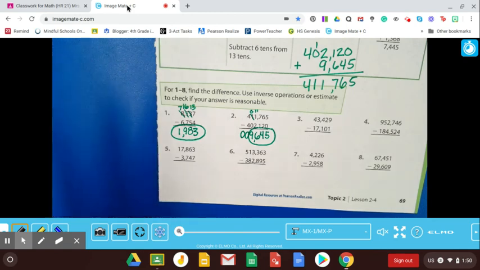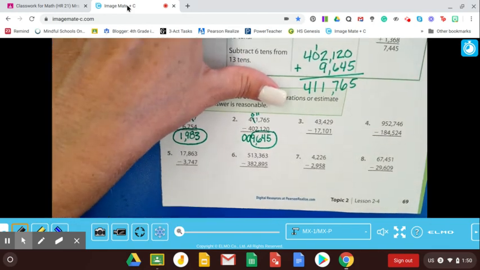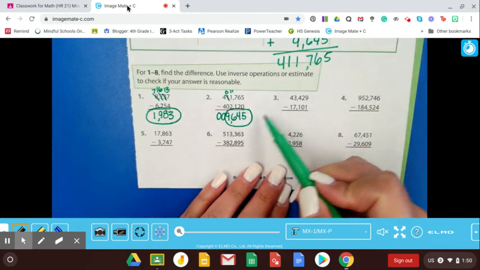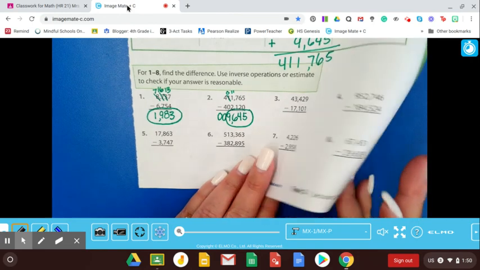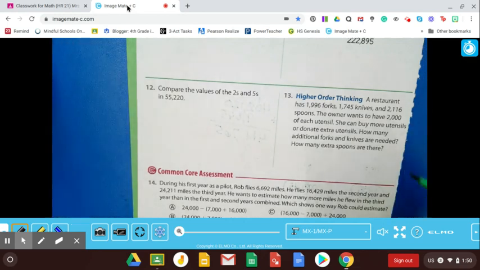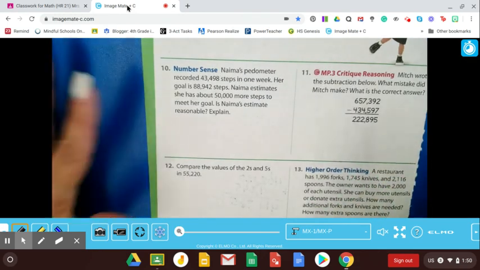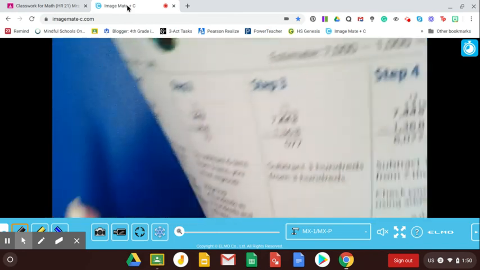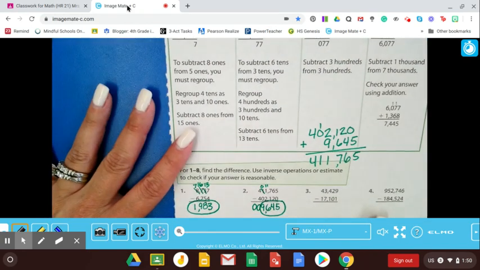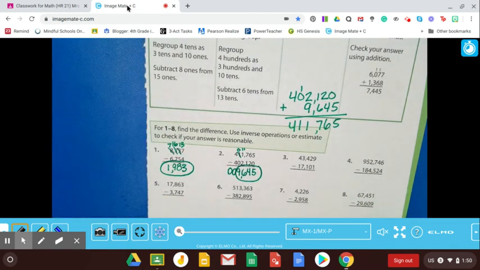All right, guys, I hope that you're able to finish this page 69. Now, remember, you're not only doing the front, but you're also doing as much of the back as you can, okay? If it's too hard, you can at least try it. And then you're going to take a picture of both sides and post it to today's assignment, and then you have a freckle assignment.